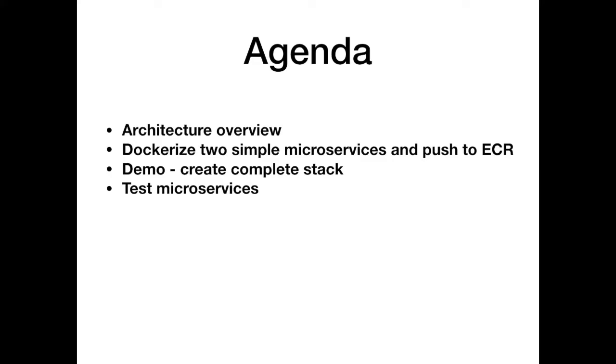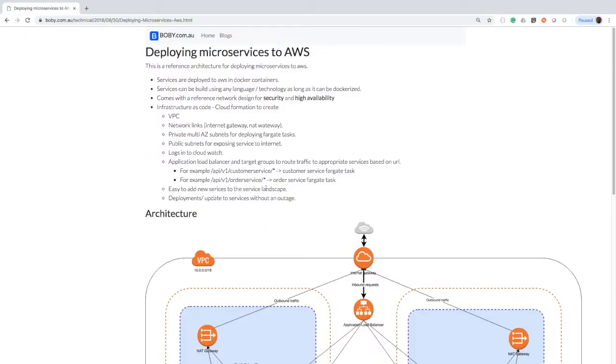Okay, let's get started. In this example, we will be deploying services into AWS using Docker containers. The services can be built using any language or technology as long as it can be Dockerized. Once it is containerized, we can test it locally, make sure that the container is fine, and then replicate into n number in AWS as we wish.